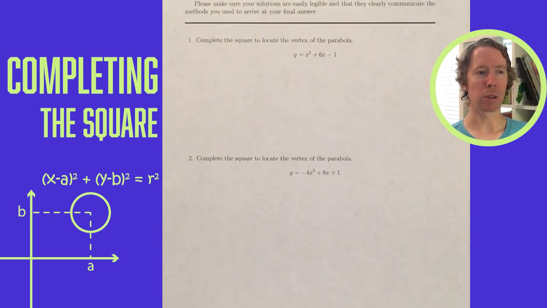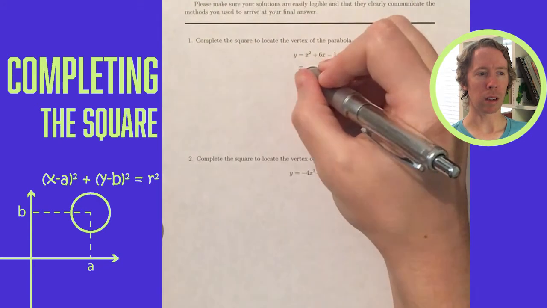Alright, I need to complete the square to find the vertex of this parabola. You can see it's a quadratic equation, so if you graphed it, it would be a parabola. First thing I'm doing is separating the x terms from the constant term. You don't have to do that, it's just kind of a psychological thing.